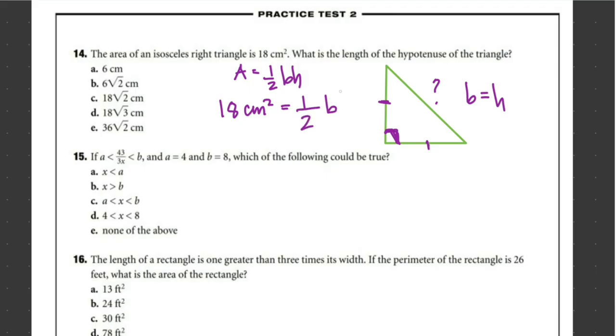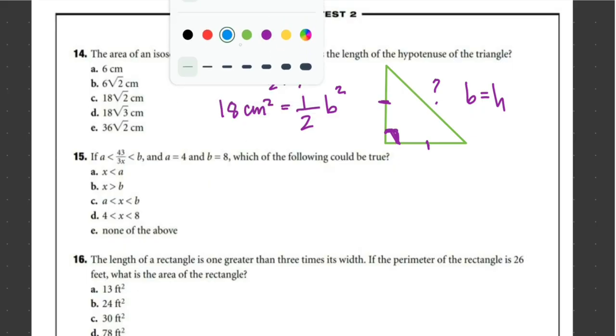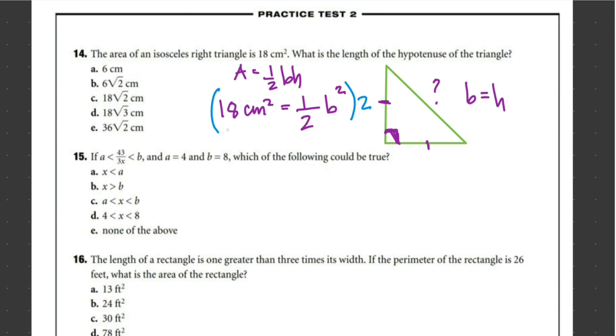You can just replace b times height as b squared because they're just equivalent. Then we multiply both sides by 2. So we have 18 times 2 equals b squared. So 18 times 2 is 36. We get the square root of both sides. So b is equal to 6. So that is the base.